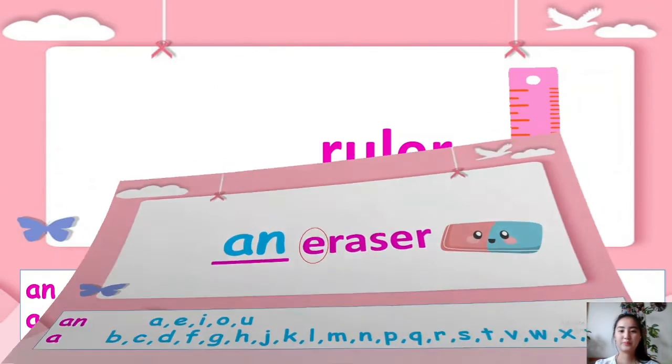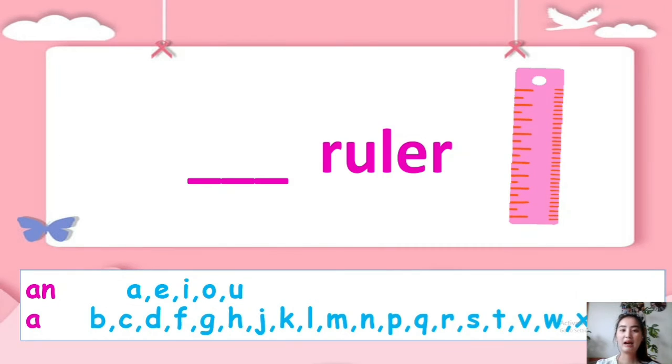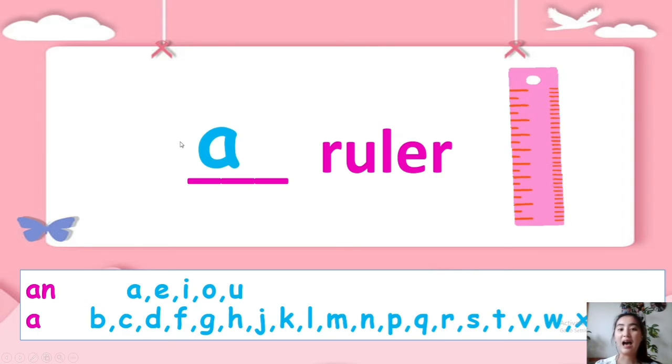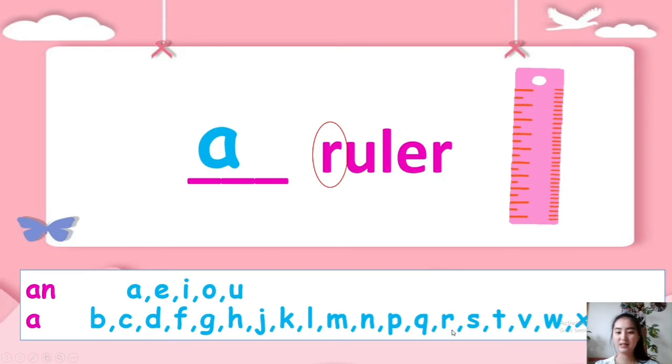Next, we have blank ruler. So what is the answer? A or an? The answer is a ruler because ruler starts with letter R. Where is it? Here it is. R. That's why we need to use the article a. Okay.